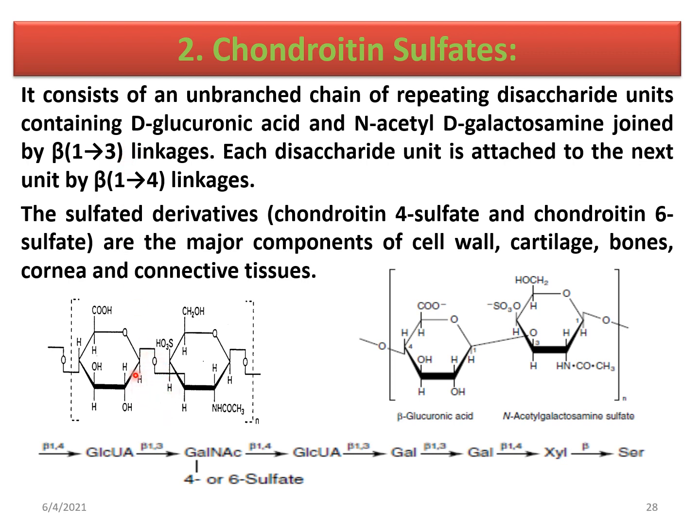This is the beta 1,3 glycosidic bond, and each disaccharide is attached to the next disaccharide unit by beta 1,4. As I said, there are sulfated derivatives, chondroitin 4 sulfate and chondroitin 6 sulfate. These sulfated compounds are the major components of cell wall, cartilage, bones, cornea, and connective tissues. This is also another description of the structure of chondroitin sulfate, whether the 4 or the 6.